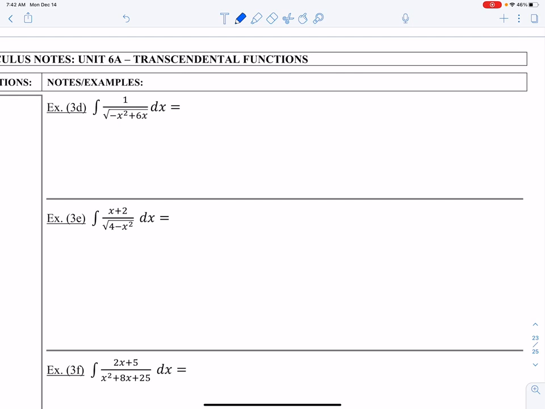So again, not obvious what's going on here. I can't u-sub it. So we're going to do something interesting. We're still going to complete the square, but we're going to do it just a little bit spicier. You cannot complete the square with this negative out in front, so you need to factor out the negative. That will change the sign of my 6x.